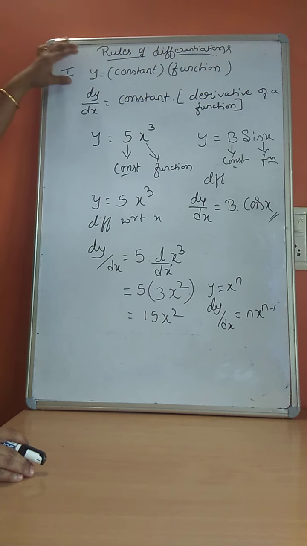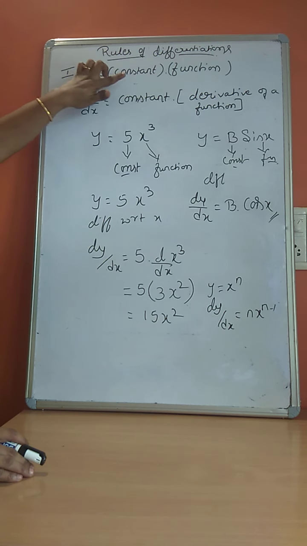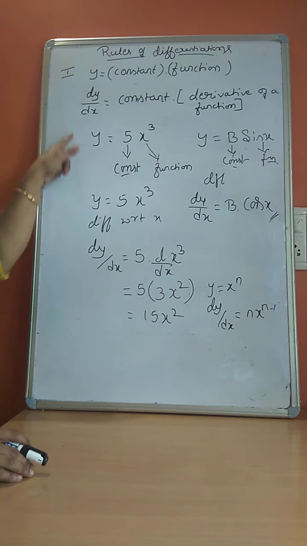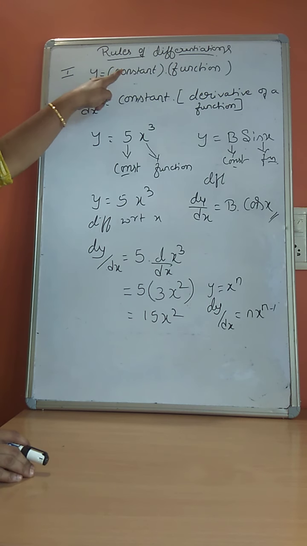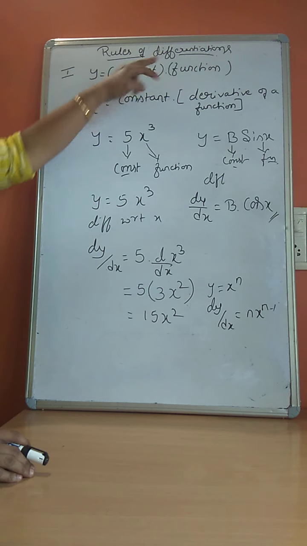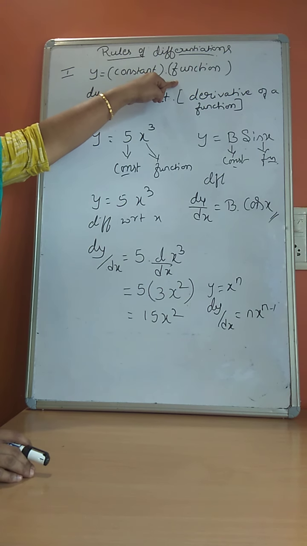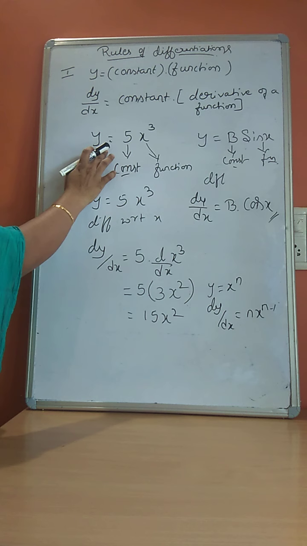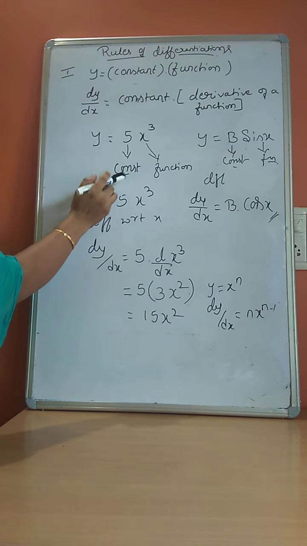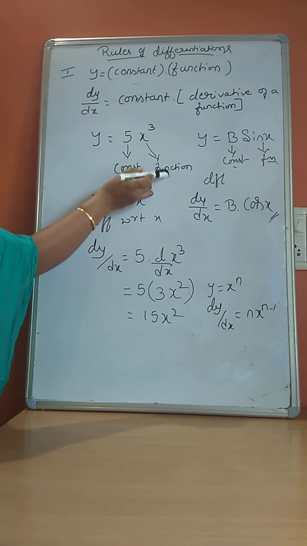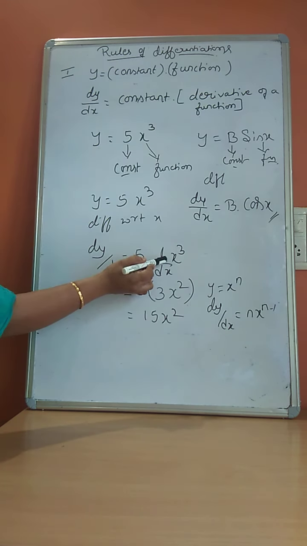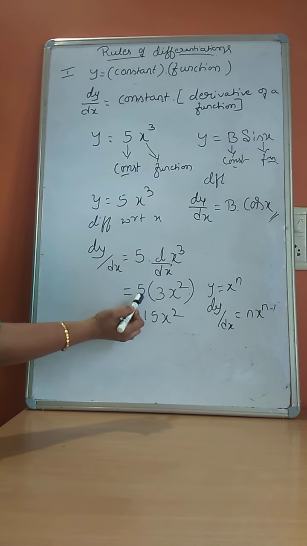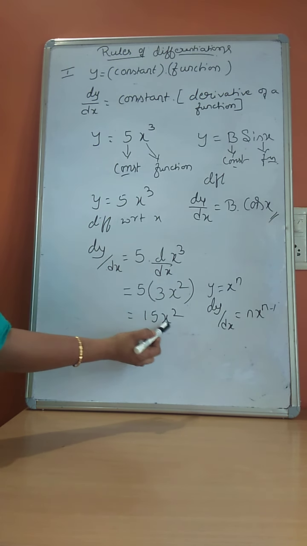If the given function is y is equal to constant into function, how to differentiate? Differentiate with respect to x. dy by dx is equal to, keep the constant as it is and take the derivative of the function. For example, y is equal to 5x cube. 5 is constant, x cube is function. Keep the constant as it is. Differentiation of x cube is 3x square. Then 5 times 3 is 15x square.